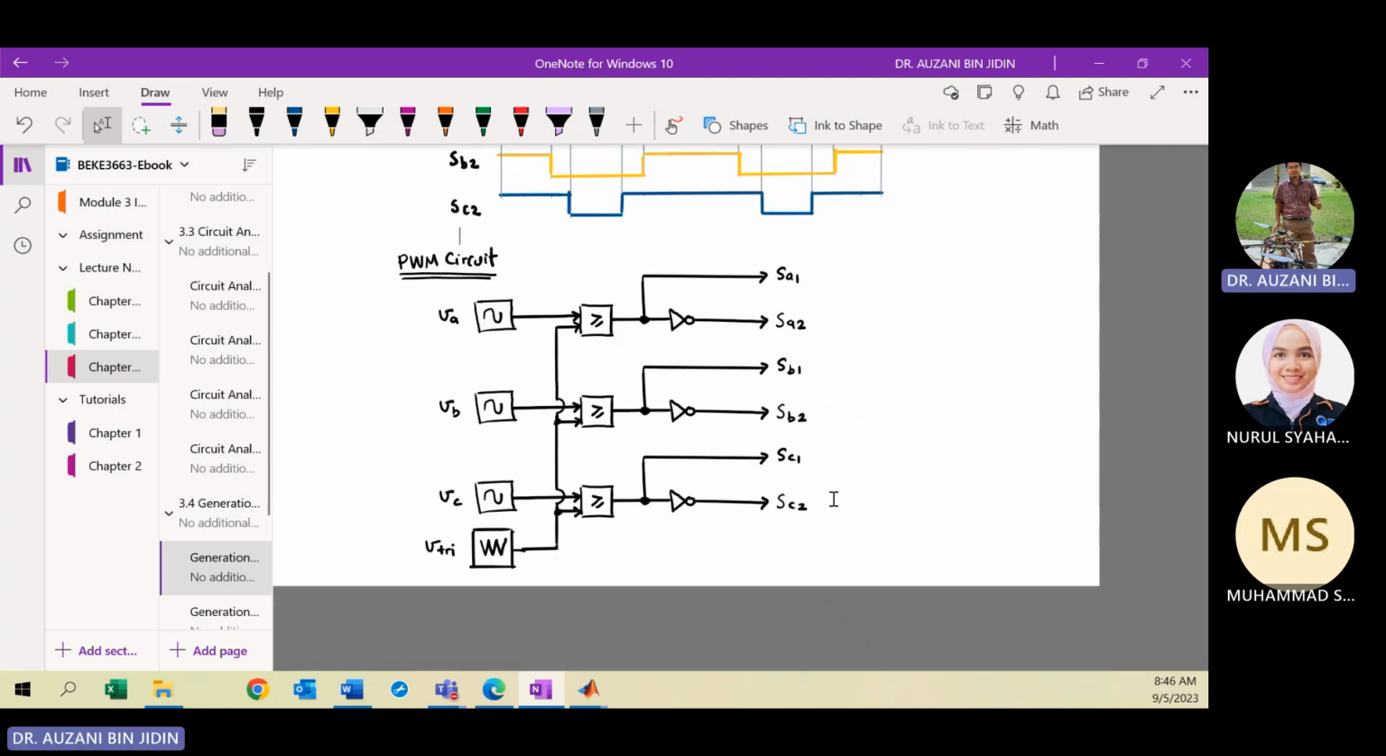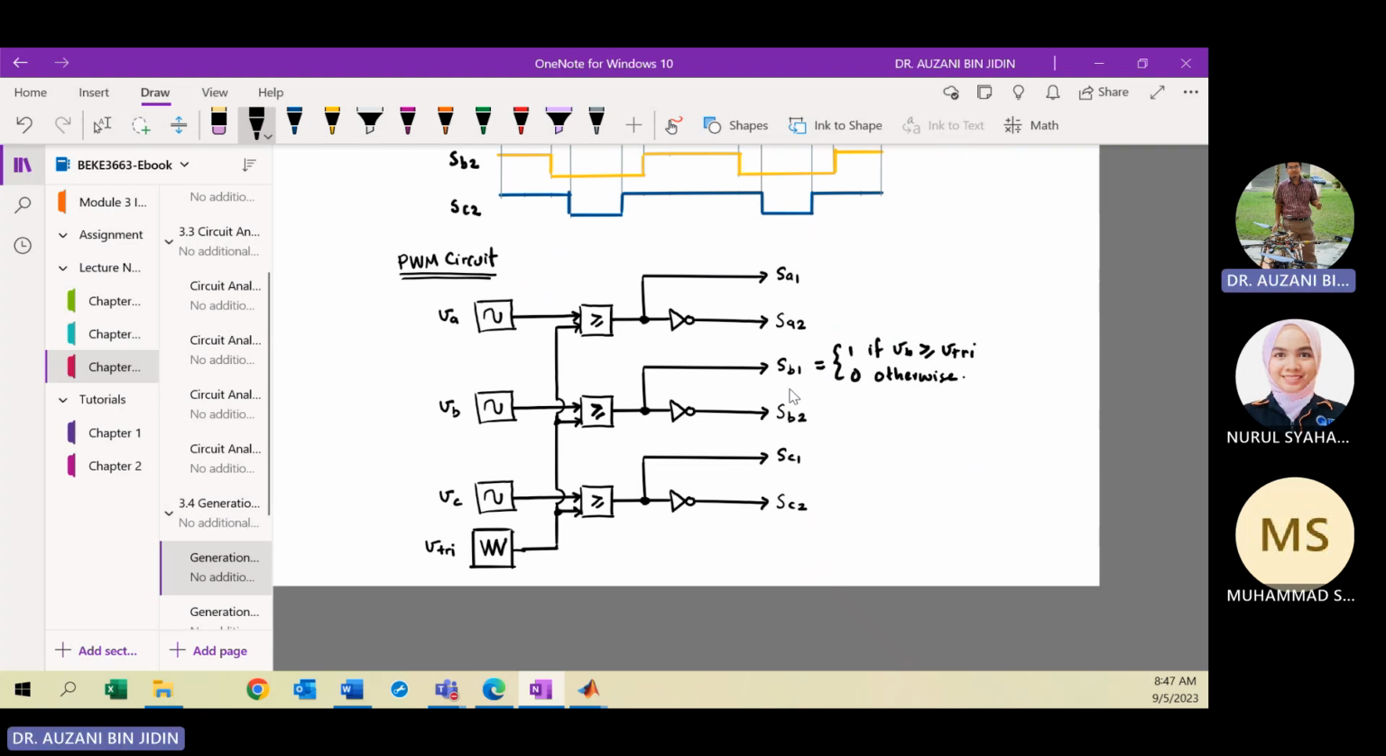Okay, clear? For example, to generate SB1, it can be either 1 or 0. If VB, the modulating signal of VB, is larger than or equal to, depending on this relational operator here, the triangular waveform, then SB1 is 1. Otherwise, it will be 0. You have done this in the lab. SB1 controls the top switch in leg number 2. For the bottom switch, SB2, you need to put a NOT gate to invert the signal.